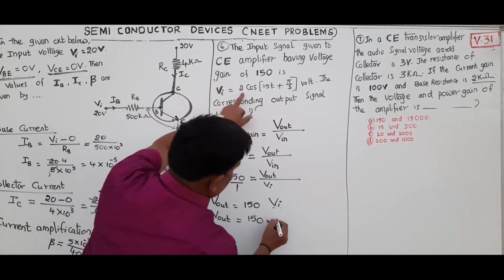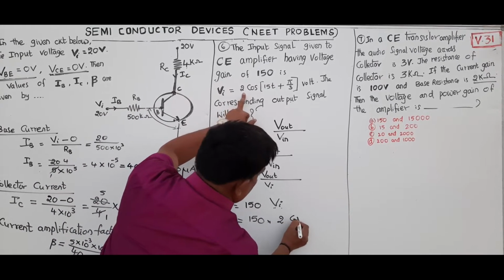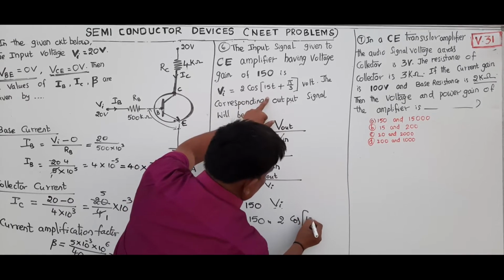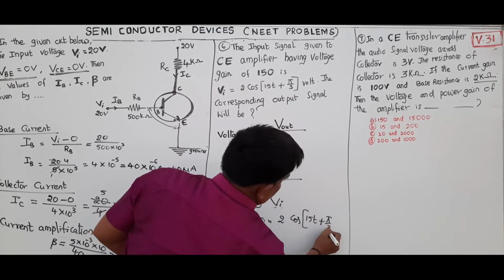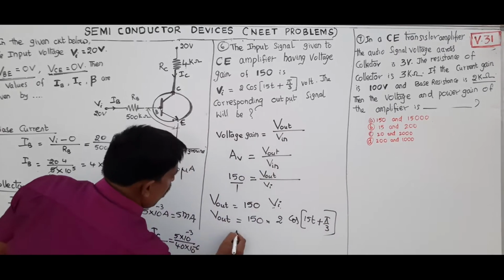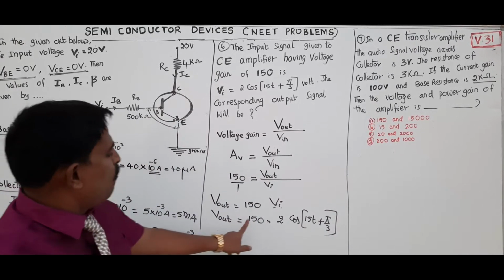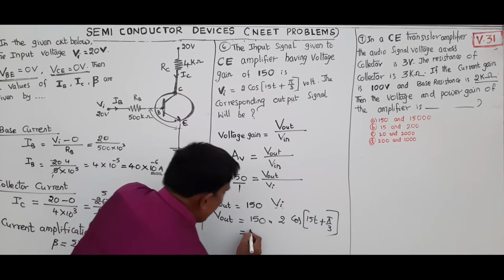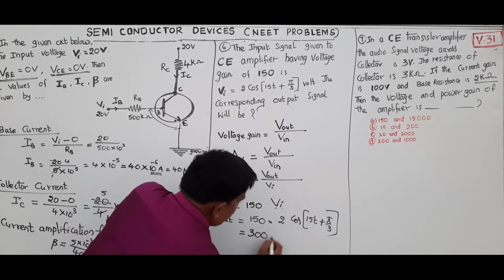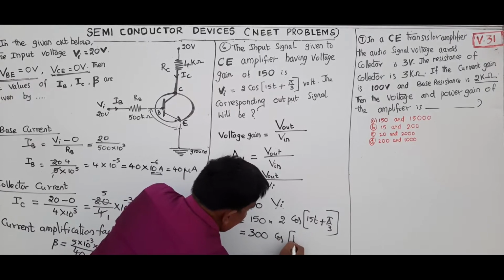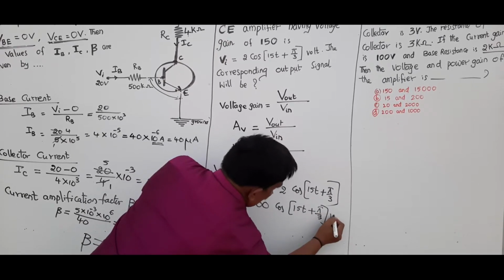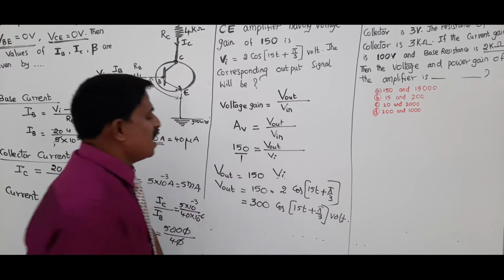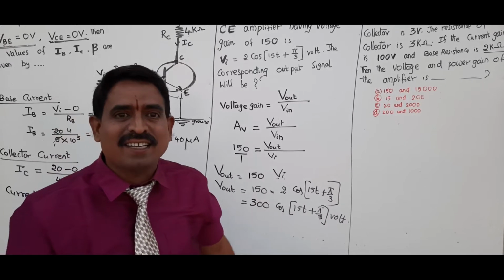Input voltage is 2 cos of 15t plus pi by 3. Now output voltage is equal to 150 into 2, 300 cos of 15t plus pi by 3 volt. Students are thinking it is the answer.